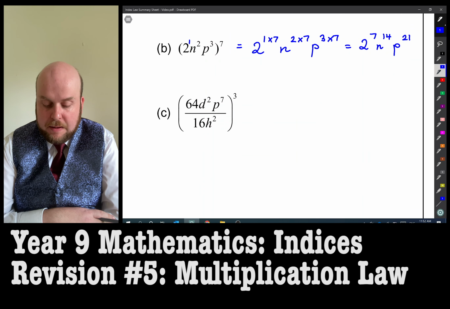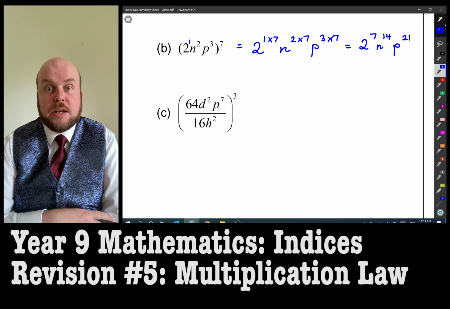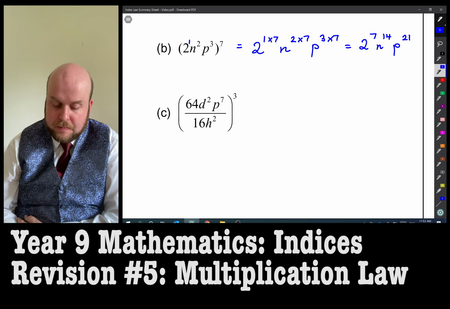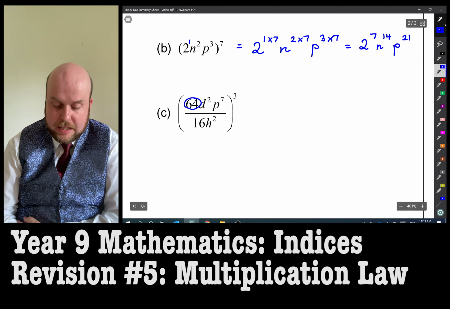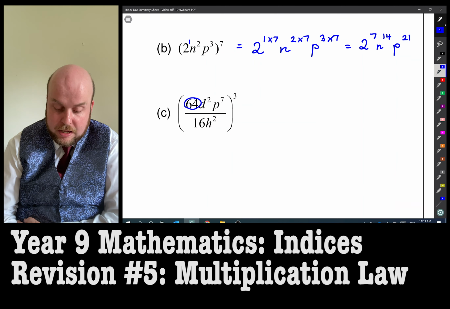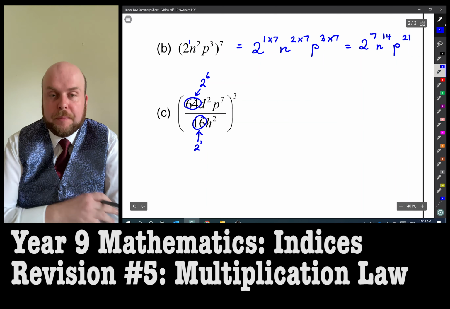C. In brackets, 64d squared p to the power of 7 over 16h squared, close brackets, all to the power of 3. Now, before we do the multiplication rule, this is an example of a fraction which can be simplified first before we go and do the multiplication rule. So 64 and 16. We've established in a previous example that 64 is the same as saying 2 to the power of 6. 16 is the same as saying 2 to the power of 4.